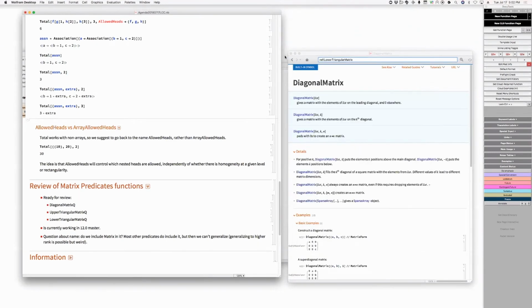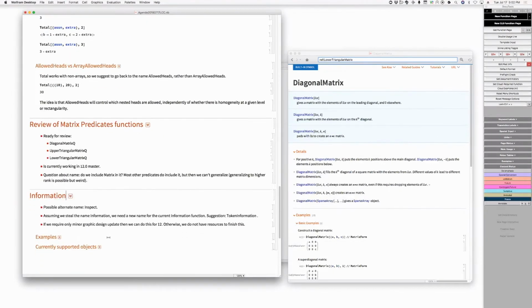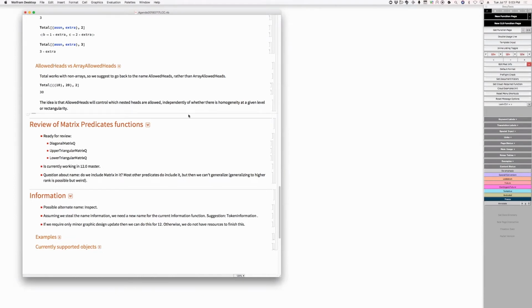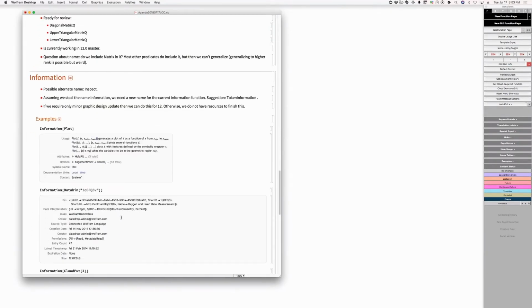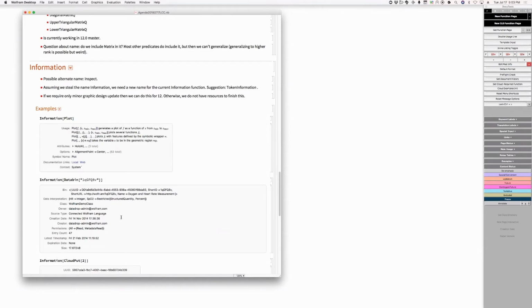Okay. All right. Let's have a quick look at information. We're over time here. Inspect. Oh boy. Token information? It's like a token of it. No. Well, so right. If you insist that this new function be called information, stealing the old information, then we need a name for that old function. My suggestion is token information, because it can take either a symbol or an operator.